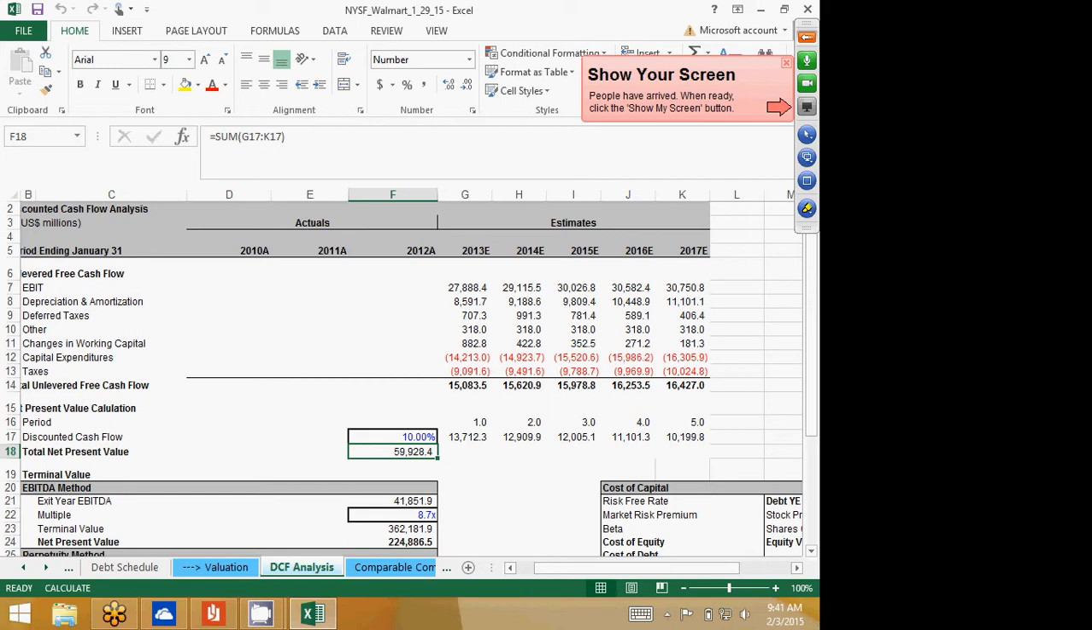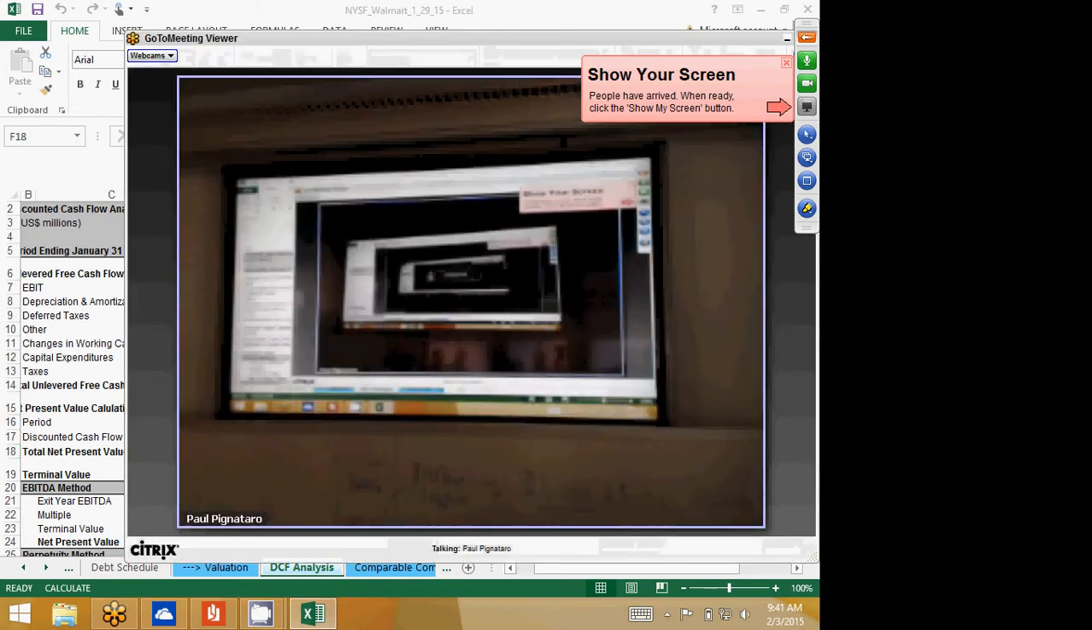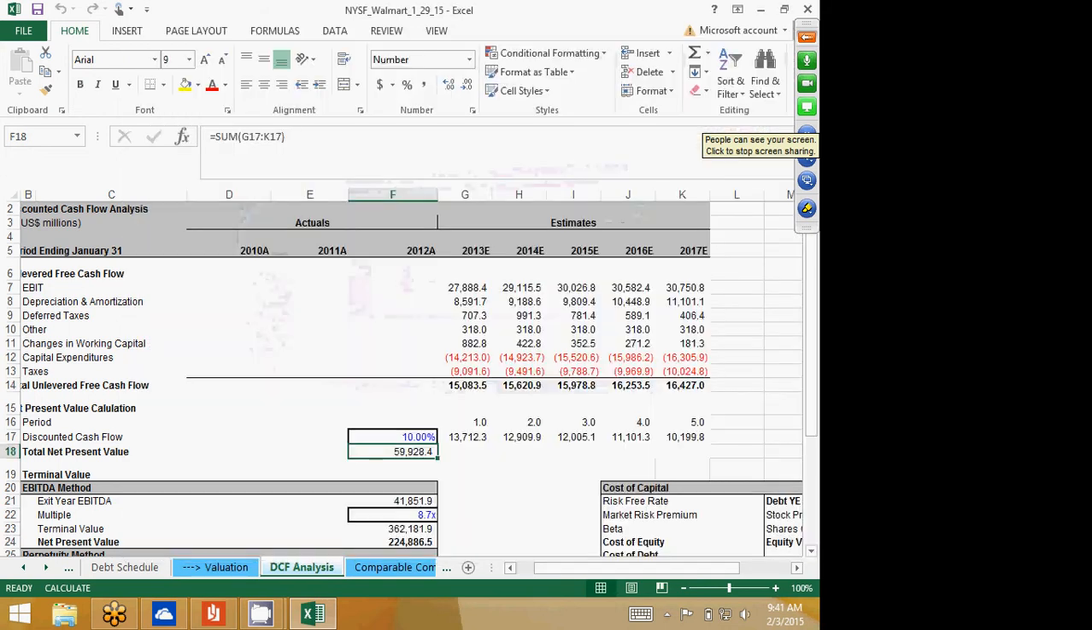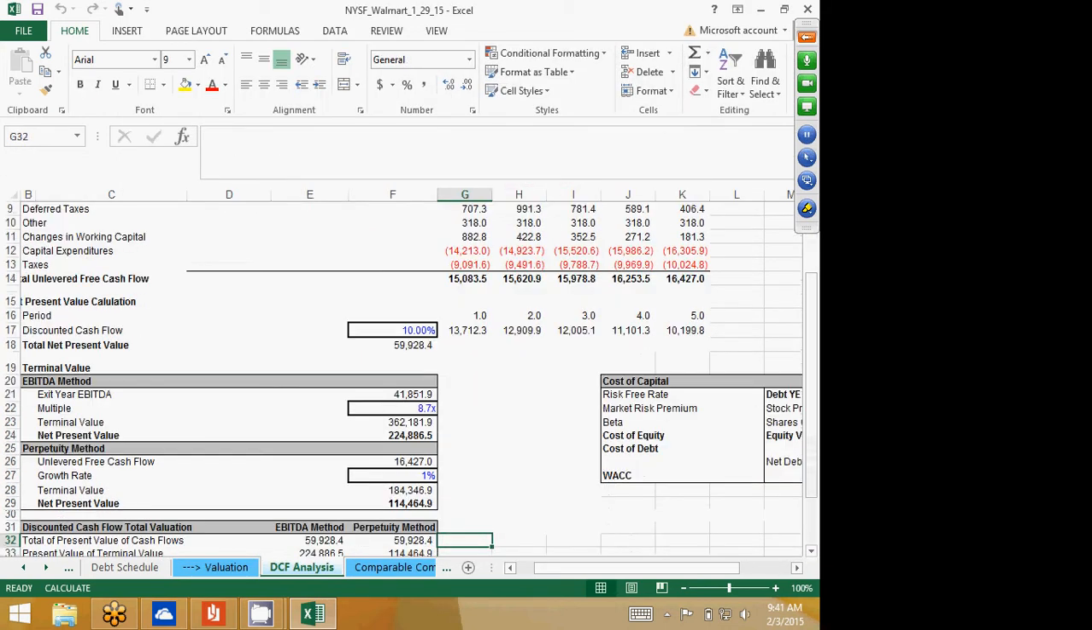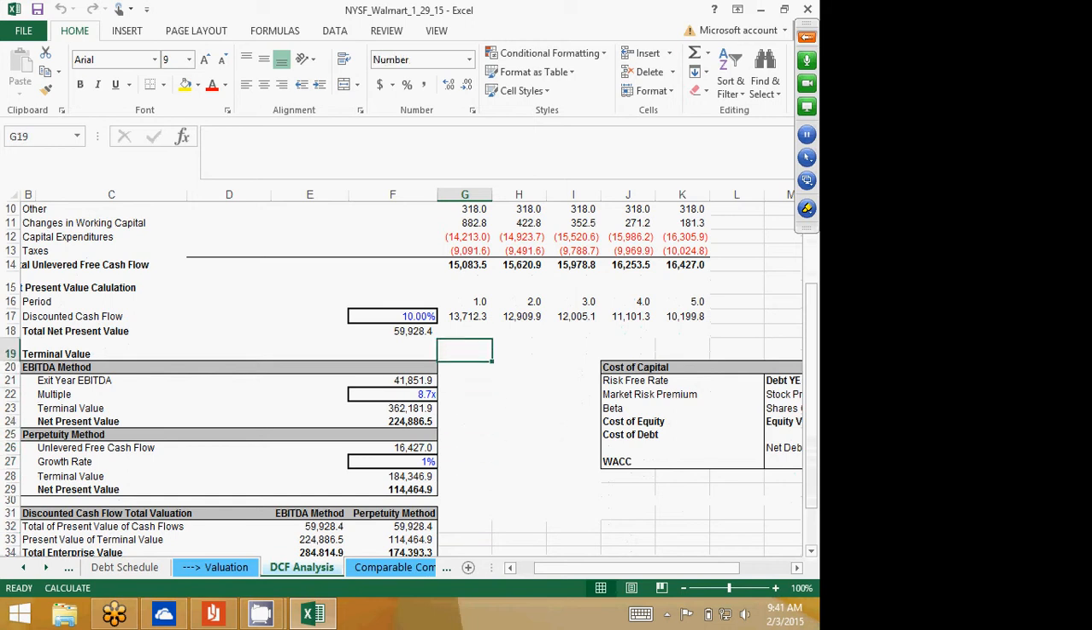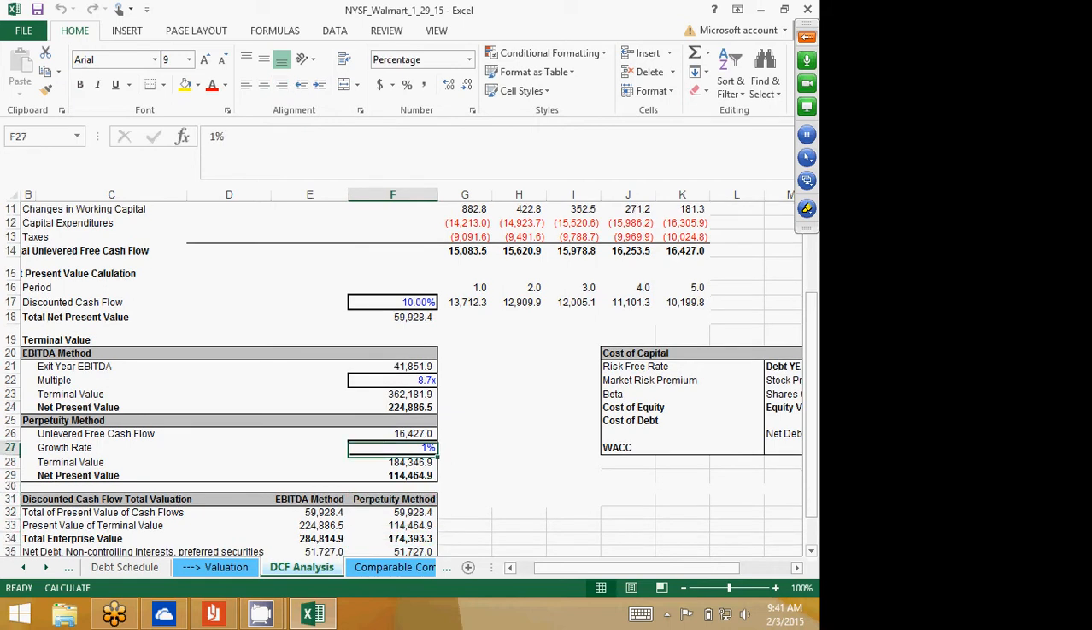But again, this is just for the first X years of the cash flow. And then we found two ways to come up with the terminal value of the business that would help us get a complete value of Walmart. One is using the EBITDA method, which takes the last year's EBITDA and applies a multiple.